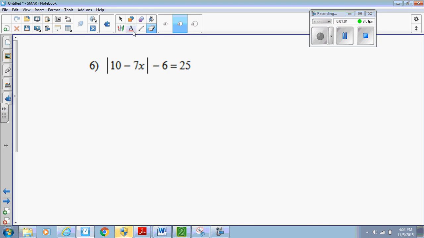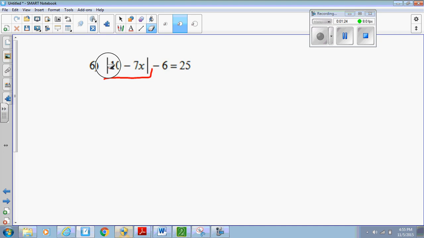This is solving a problem with an absolute value in it. Now, the idea with an absolute value is, in order to solve for x, I have to get the x by itself. At some point I have to isolate this part of it, so that the absolute value is all by itself on one side of the equation.